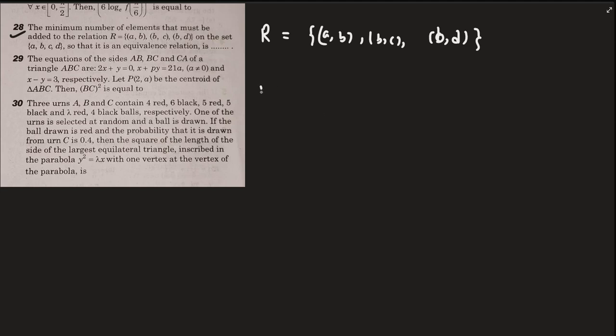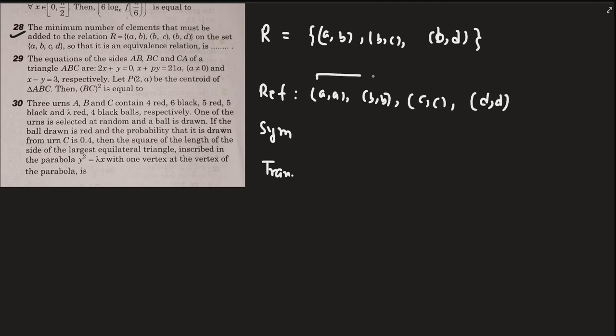So you have to make it reflexive, you have to make it symmetric, and then you have to make it transitive. For the reflexive purpose, first of all we have to add (a, a), because this relation is defined on a set which contains four elements. So (a, a) must be present, (b, b) must be present in the relation, (c, c) and (d, d). So to make it reflexive you have to add four elements.